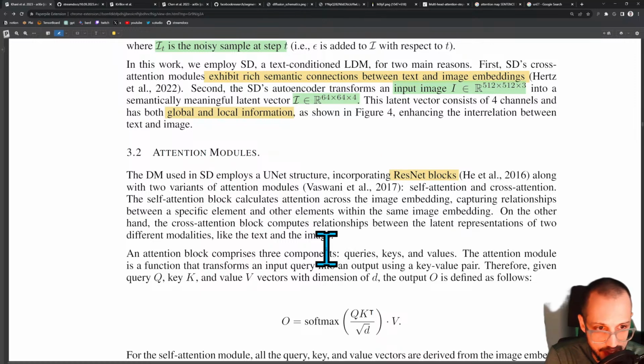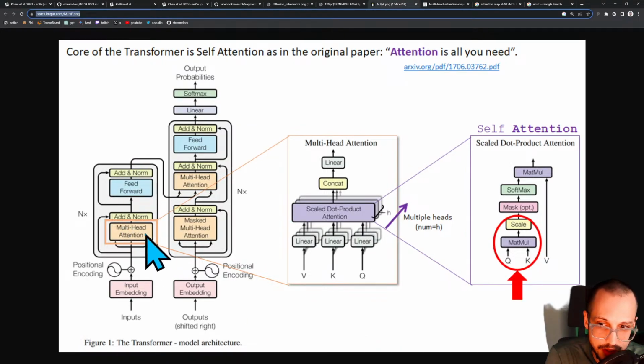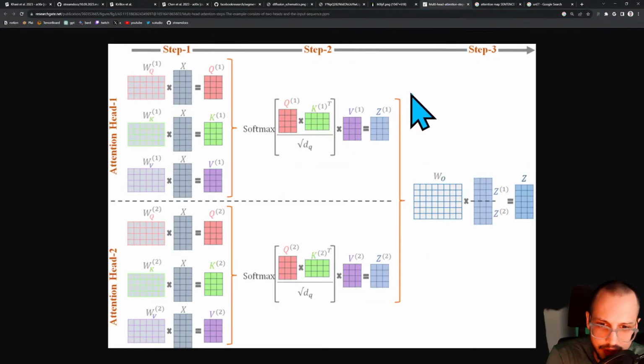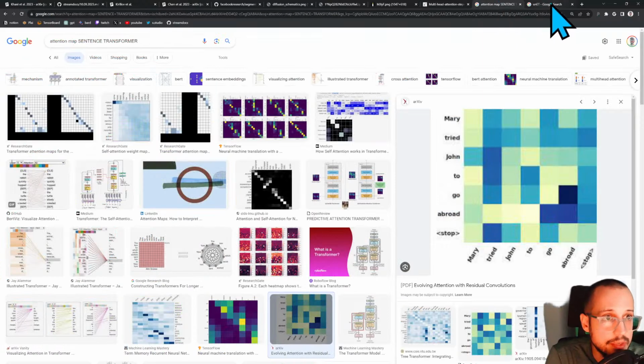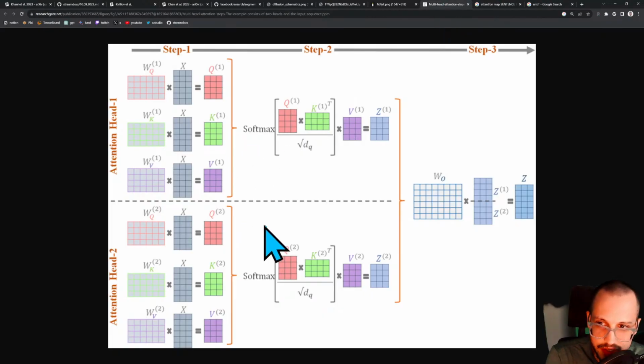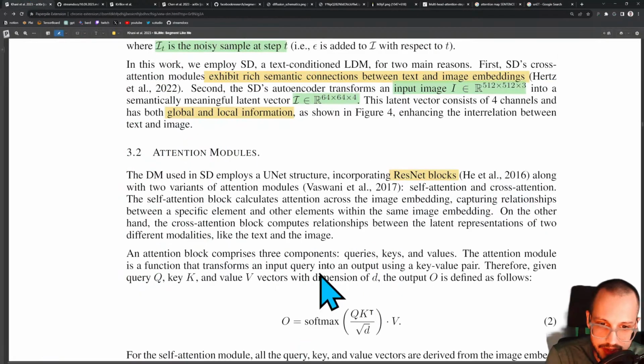So attention modules are the self-attention and the cross-attention, right? This part here, self-attention, and then cross-attention. And I think I have some nice pictures for that. I think maybe no. This is just the picture for that. So let's get to this before we get to that picture.